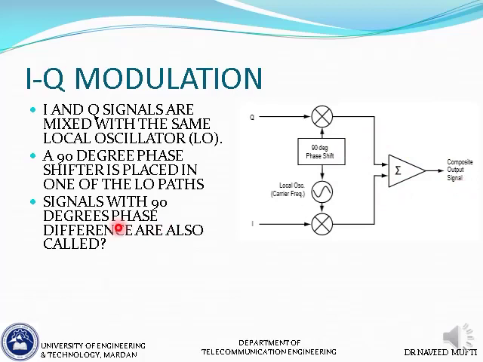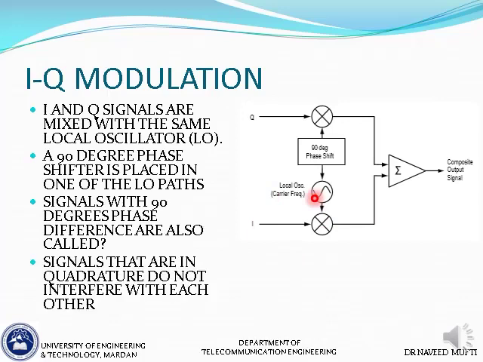And just a quick recall, signals with 90 degrees phase difference are also called what? I think you know that. So this is the concept of IQ modulation. That is what is used in digital modulation and digital communication. So rather than having a complex modulation, this simple concept is used. Signals that are in quadrature do not interfere with each other. Remember that. This is the concept of IQ modulation happening in radio transmitters.